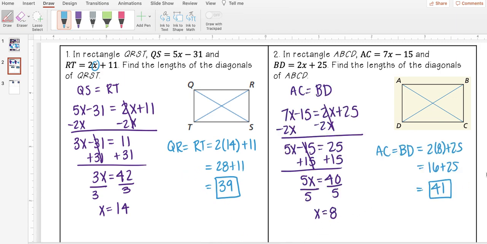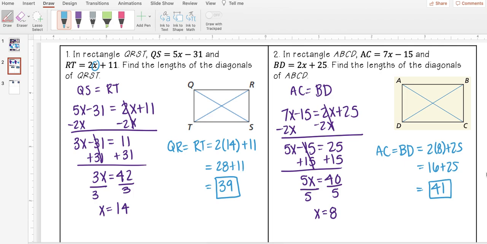So the answer you should have gotten for this one was 41. Again, because this is a rectangle, that means the diagonals are congruent. So I set those equal to one another. When I solved for x, I got 8. And then because the question is asking me to find the lengths of the diagonals, I went ahead and plugged 8 back in for x in BD.